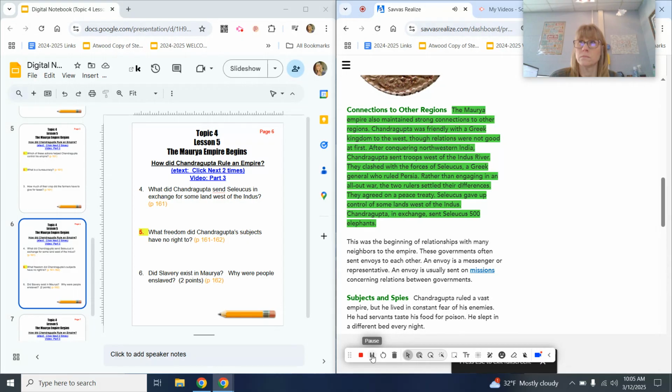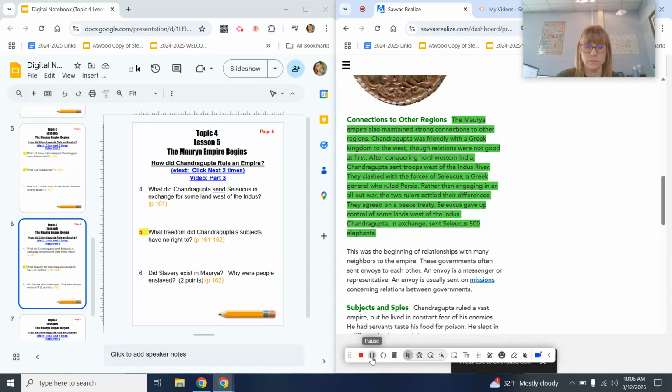This was the beginning of relationships with many neighbors to the empire. These governments often sent envoys to each other. An envoy is a messenger or representative. An envoy is usually sent on missions concerning relations between governments.